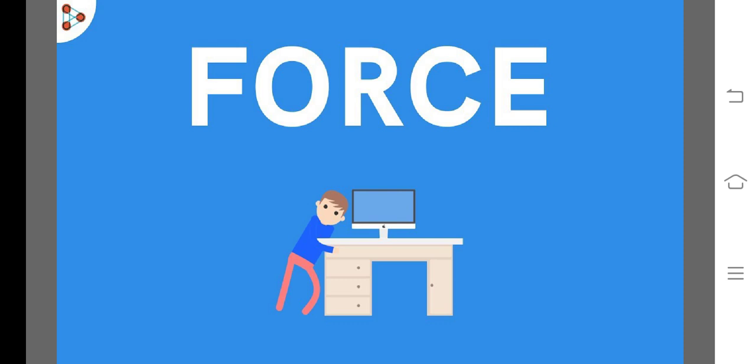So, our first topic for this quarter is about force and motion. And in this module, you will be able to learn or define force and motion, identify the types of forces, differentiate balanced and unbalanced forces, compare mass and weight, and solve word problems related to mass and weight. So first, let us discuss about force.